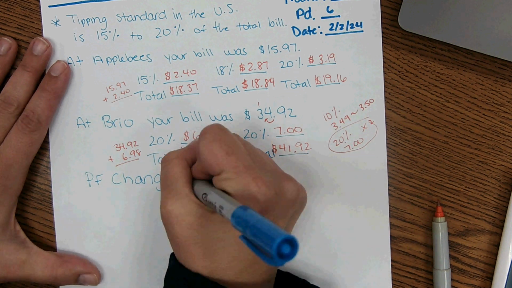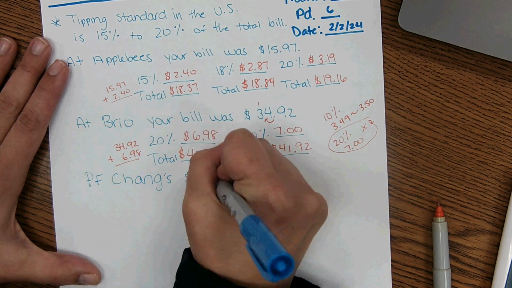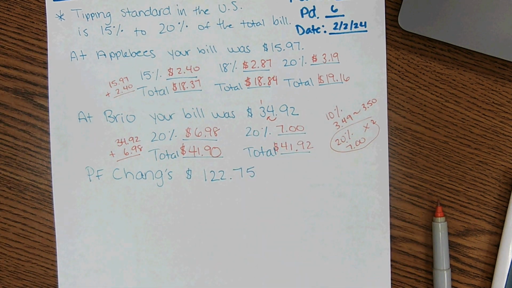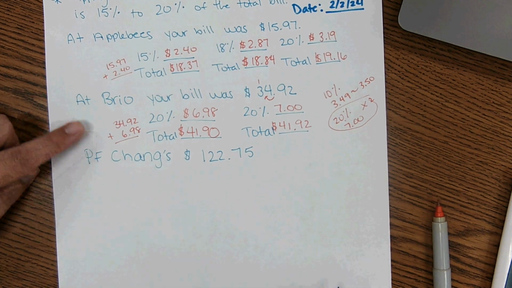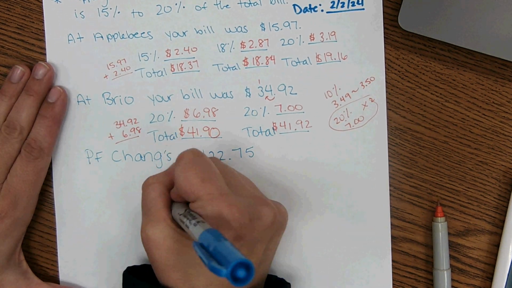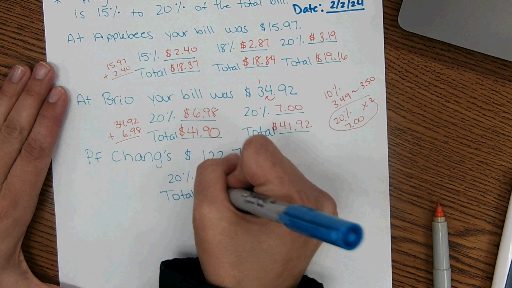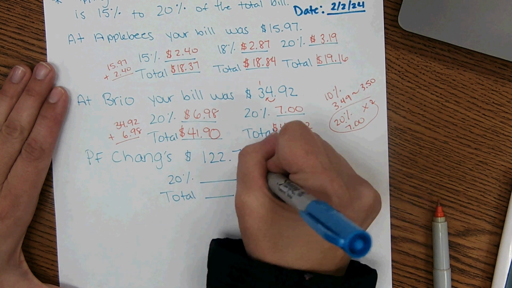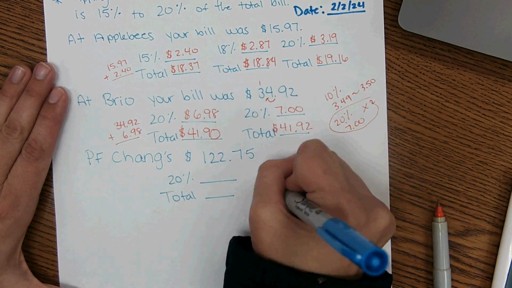P.F. Chang's, and your bill is $122.75. So, like, your whole family goes out to eat. So, 20% total.